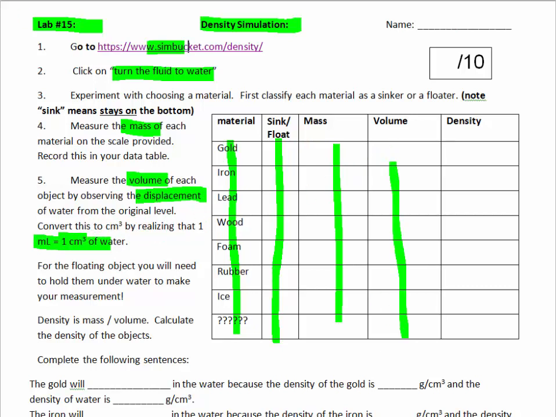Then we can calculate their density. We know that the density of an object is equal to its mass divided by its volume, and we've measured the mass, we've measured the volume, so we can fill that little table right there out.